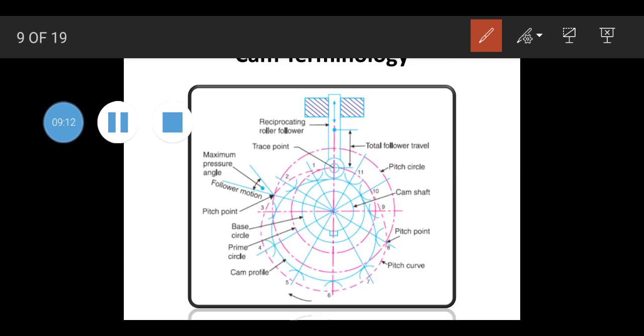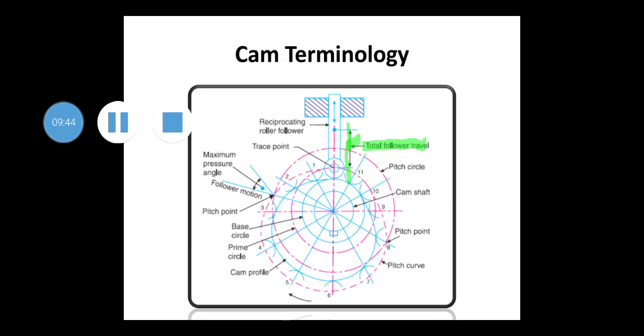Now what is a lift or a stroke? Here I will just show you the total follower travel, that we can conclude as the lift. It is the maximum travel of the follower. Here we are able to see this arrow. It is nothing but the maximum travel of the follower from its lower position to the top position. So these are some of the terminologies of cam and follower.